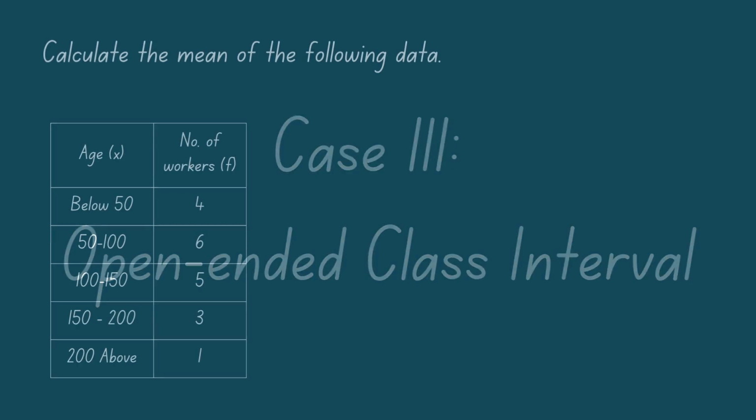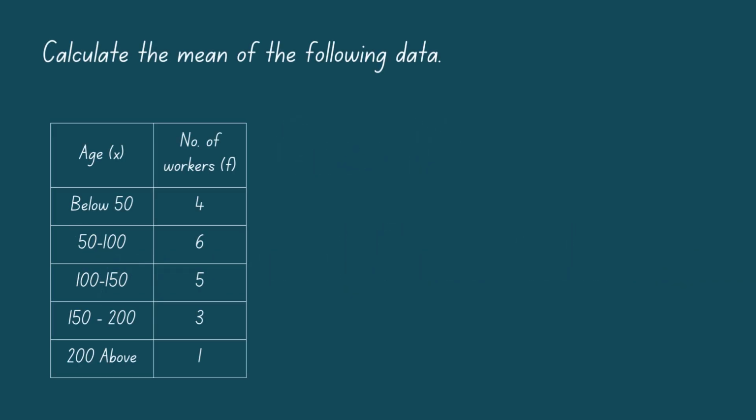Let's look at this question. Calculate the mean of the following data. The data given here is below 50, 50 to 100, 100 to 150, 150 to 200 and 200 and above. Now, let us look at the other class intervals to find the pattern. The first one is below 50. Second one, the class is 50 to 100 and this has a width of 50. The next one, the class 100 to 150 also has a width of 50. And then the next one, the class 150 to 200 also has a width of 50.